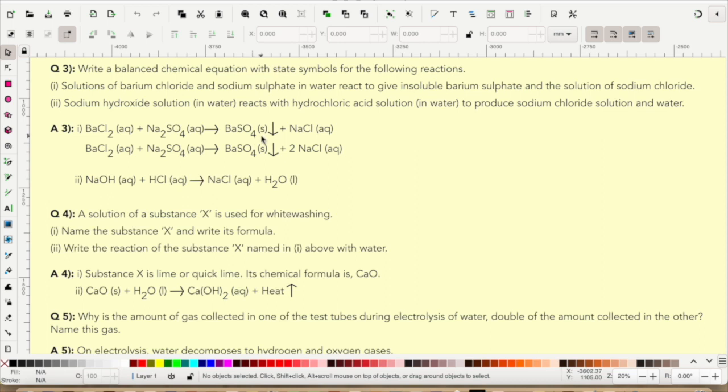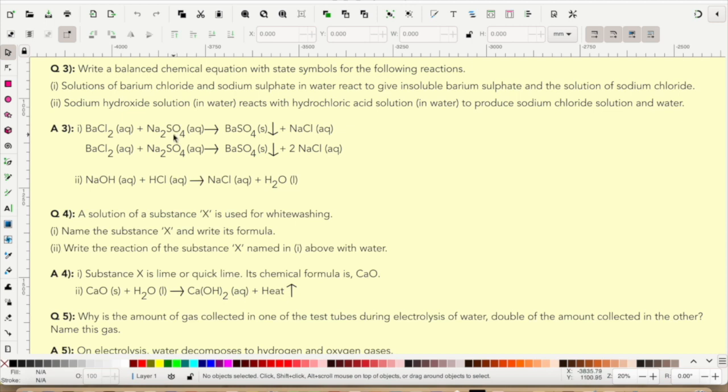Since barium sulfate is insoluble, so we will write S, that will be solid and it will be precipitate. So we will show precipitate symbol also. Now we are going to balance this skeletal chemical equation. Na2SO4 has maximum number of atoms. It has 2 sodium atoms, 1 sulfur atom and 4 oxygen atoms. So we will start with oxygen atoms.